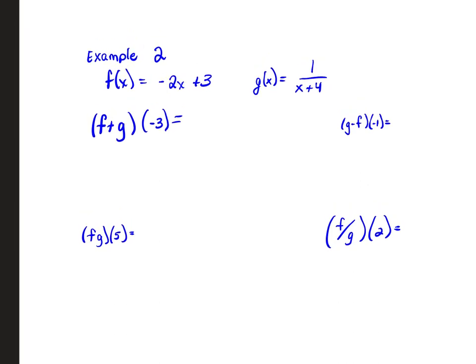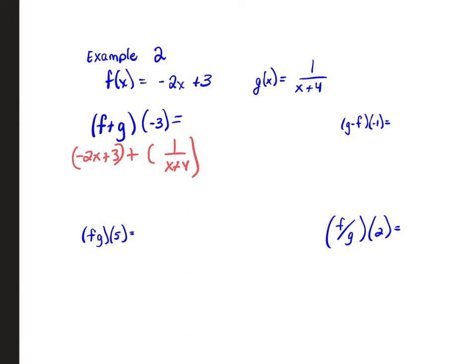All right, what is the first question asking you to do? Add, subtract, multiply, or divide. Add. They're telling you to first take the f function, which is negative 2x plus 3, and add it to the g function, which is 1 over x plus 4. Now you look to see, can you combine like terms? Can you add negative 2x and 3? No. Can you add negative 2x and 1 over x plus 4? No. There's nothing else you can do here to combine like terms.